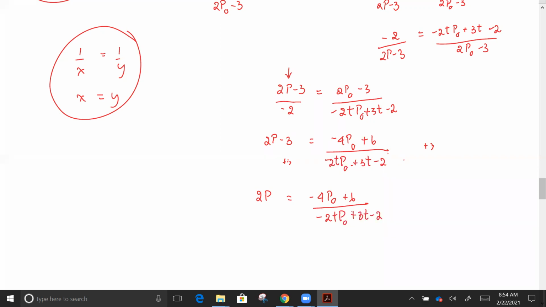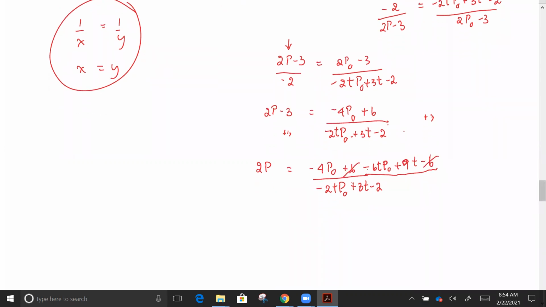And then since we add 3, same denominator. Something I have to be careful about. So multiply 3 with the same denominator. It's going to be plus 3 times negative 2tP0, which is negative 6tP0, plus 9t minus 6 minus 6. And you see the 6 and 6 cancel. And then your P equals 1/2.